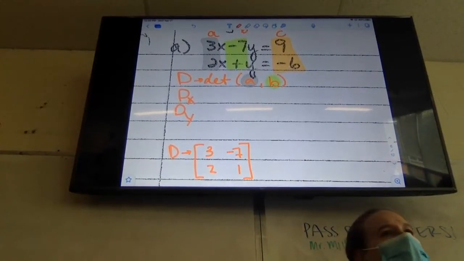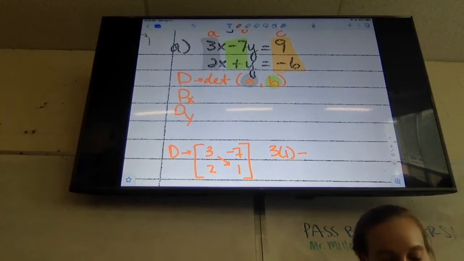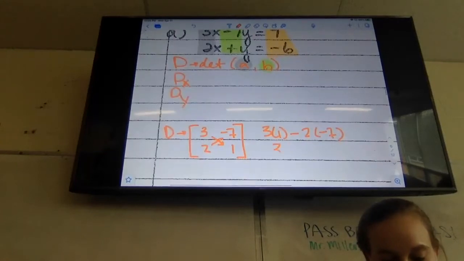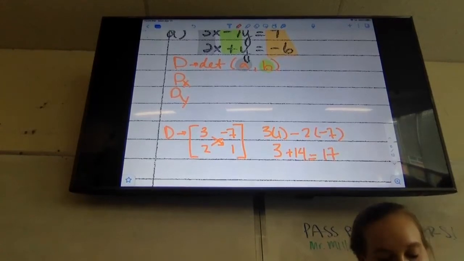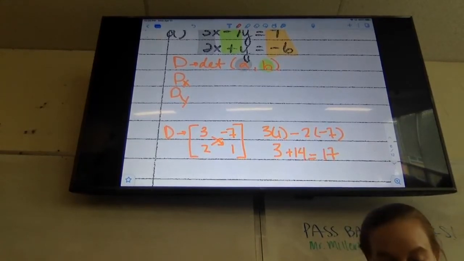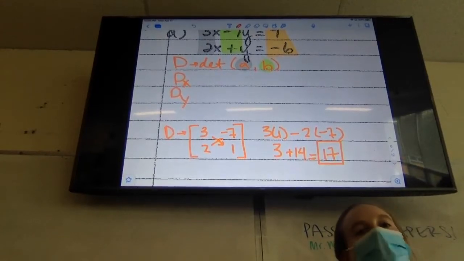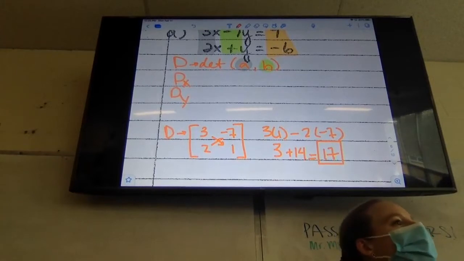Do you remember how to find the determinant? Cross. 3 times 1 minus, and this was a big thing I saw on other people's quizzes, minus 2 times -7. 3 times 1 plus 14 is going to be 17. That's it. We're not doing the inverse of this little matrix. We're only finding the determinant. So D in this problem is 17. Are you okay with that?